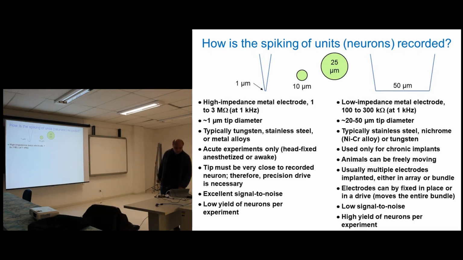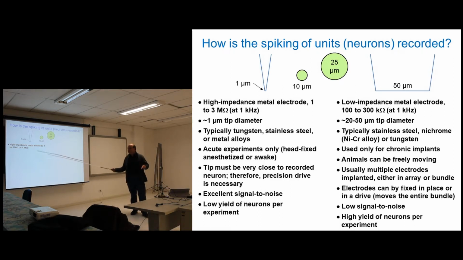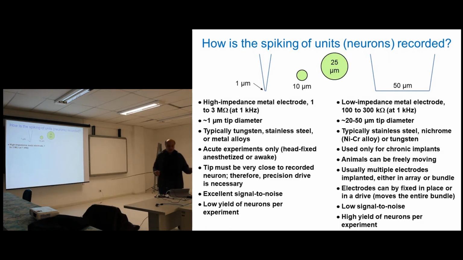So these are high impedance electrodes. They are 1 to 3 megaohms. And I write here at 1 kilohertz because impedance is measured using a sine wave. Quite often people pick 1 kilohertz because action potentials are 1 millisecond, which means about a kilohertz. And so the impedance that you measure will be different depending on the frequency of the oscillation. That has to do with the property of metal electrodes that I don't fully understand, but there you are.